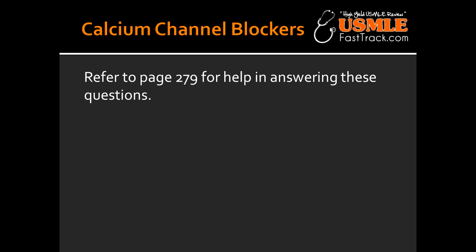What is a short mnemonic to help you remember that verapamil has the greatest effect on the heart? A short mnemonic is to remember that verapamil has the letter V in it, and also ventricles have the letter V in it. So V for verapamil, V for the ventricles.